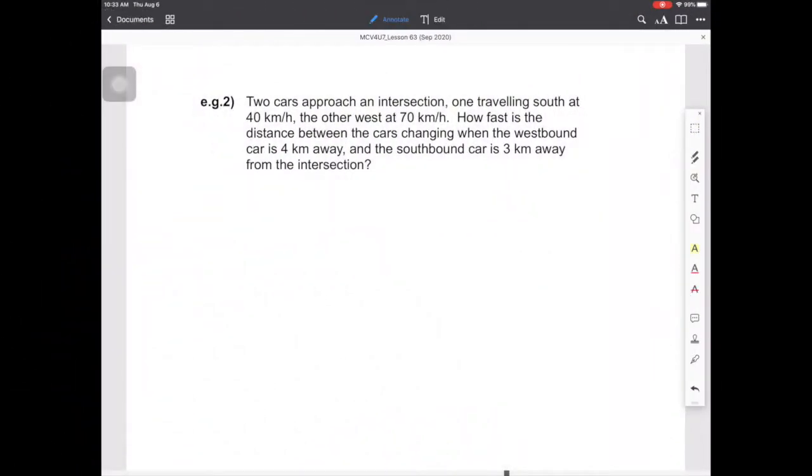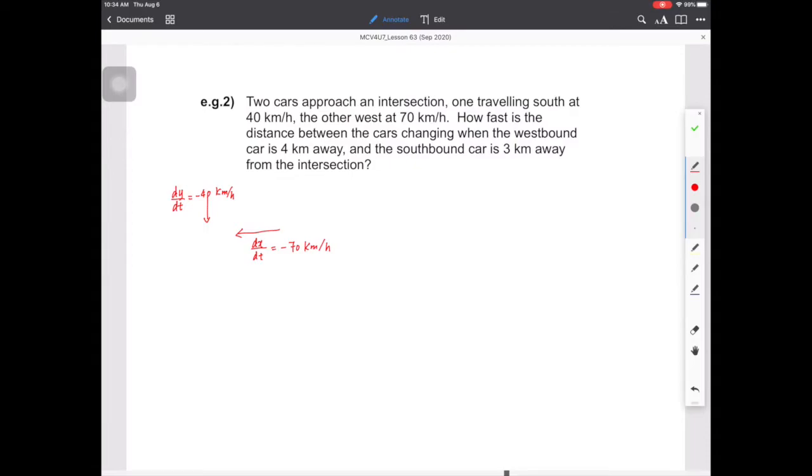Let's go over example 2. 2 cars approach an intersection. One traveling south, so let's start making our diagram, going south, at 40 kilometers per hour. So I'm going to call this dy by dt negative 40. And then there's a second car going west at 70 kilometers per hour. So let's call this dx by dt negative 70, because the arrow is going to the left.